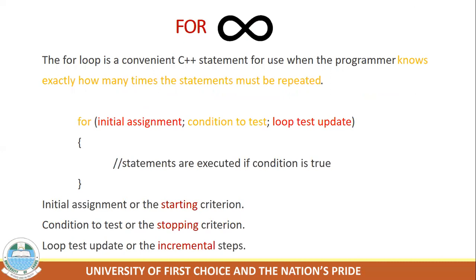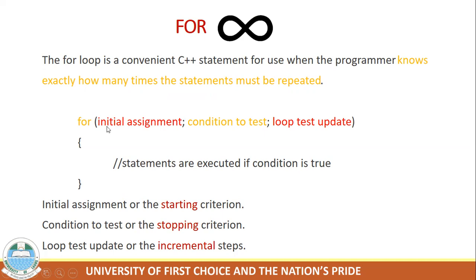The for loop is a convenient C++ statement for use when the programmer knows exactly how many times the statement must be repeated. Now, you use your for loop when you know the number of times your statement must be repeated. Now, this is the syntax for the for loop. The keyword, which is the for, you open your parentheses.